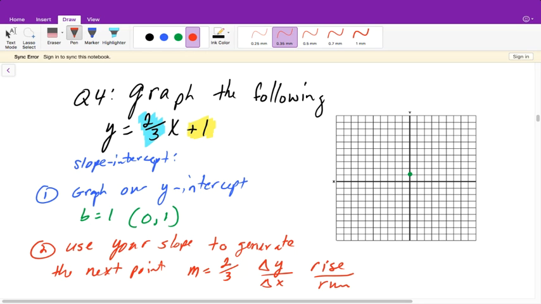So I know my y is going up 2 and my x is going up 3. So I will go up 1, 2, and then my x, not up 3, I'm sorry, but we'll go right 3 because it's positive. 1, 2, 3. There is my point.